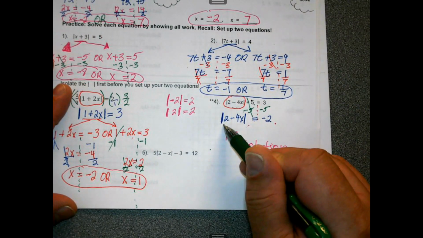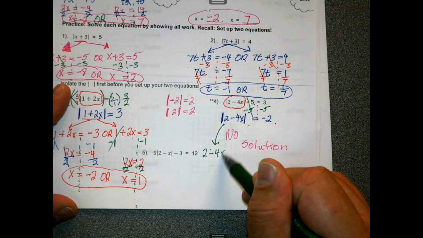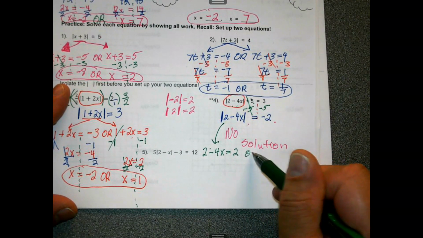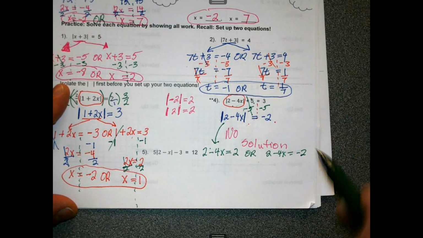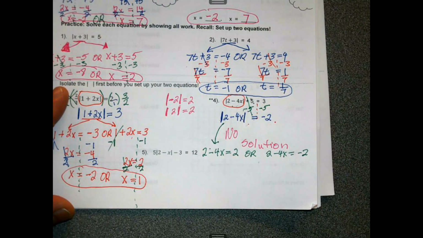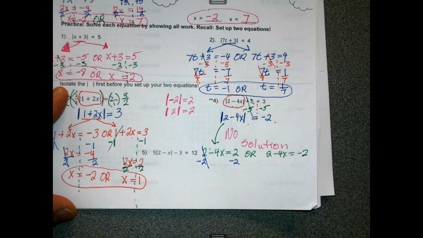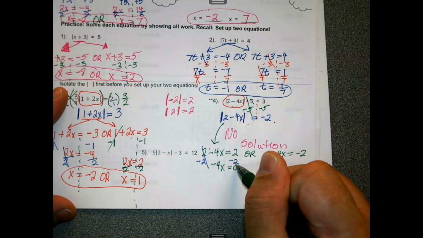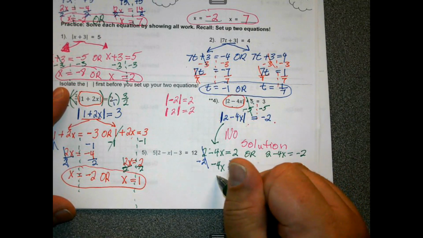All right, just for the heck of it, let's go ahead and try to solve this. 2 minus 4x equals the opposite of what's there, so it'd be +2. Or 2 minus 4x equals -2. Let's go ahead and subtract 2 from both sides. I get -4x equals 0. If we divide 0 by anything, it's going to be 0. So x equals 0.